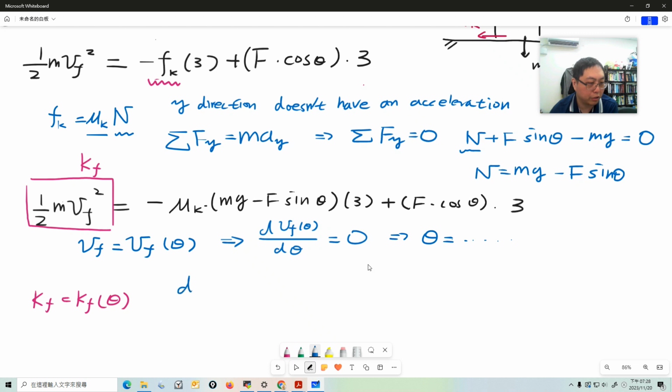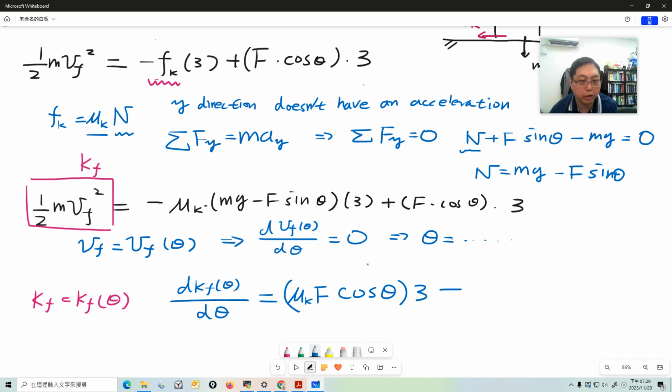We use the kinetic energy as a function and take the derivative with respect to theta. The first term will drop out because the first term is minus mu_k m g, and it's not a function of theta, so it becomes 0. The second term is mu_k F, and the sine's derivative with respect to theta becomes cosine. The first term's derivative is 0. The second term is also, and it's minus sine theta.